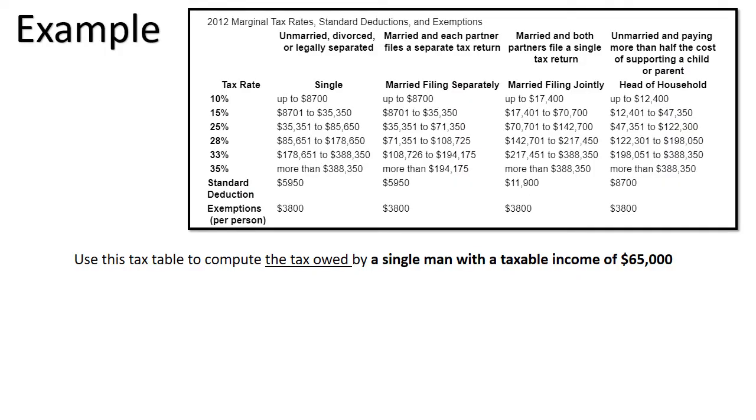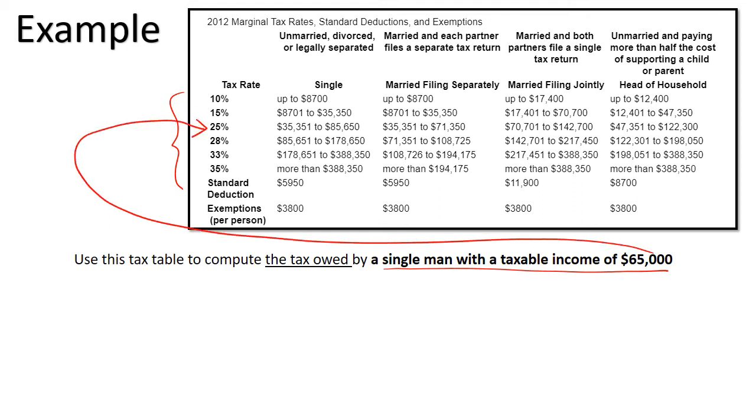Now we're going to look at reading a tax table and computing the tax for an individual. Here is a tax table from the year 2012, and if you notice, it's broken down into these tax rates. If our gentleman, who's a single man, has a taxable income of $65,000, $65,000 falls in the 25% tax rate, because here where it says single, his amount of gross income would fall in that range. So we call him the 25% tax rate.